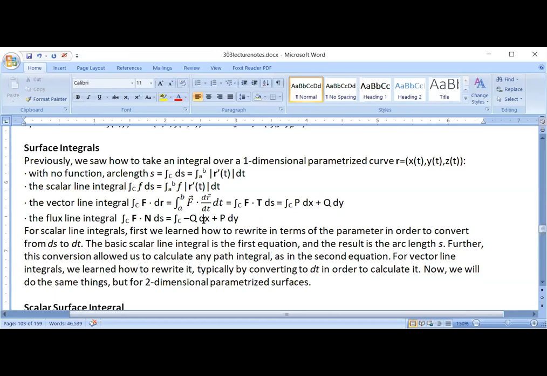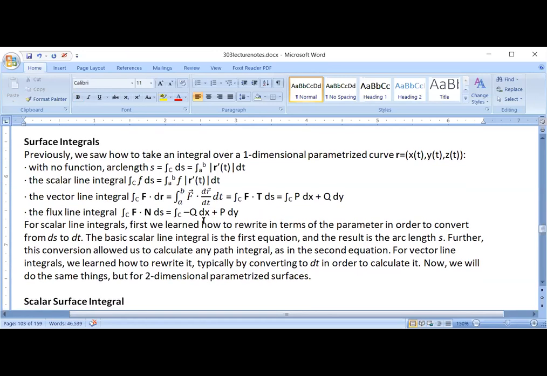So now we're going to do all of these things, but we're going to, again, just like we did last time previously, kick things up a notch, another dimension. So how does that work? Let's take a look. So what we're going to focus on right now is talking about what would a scalar surface integral be? What would it look like?